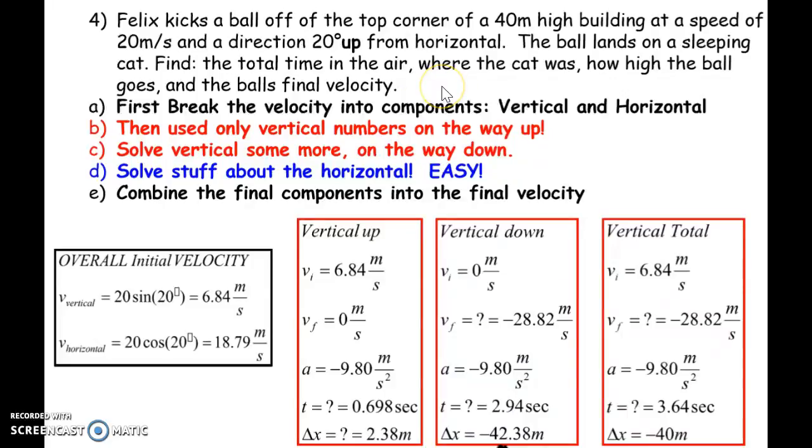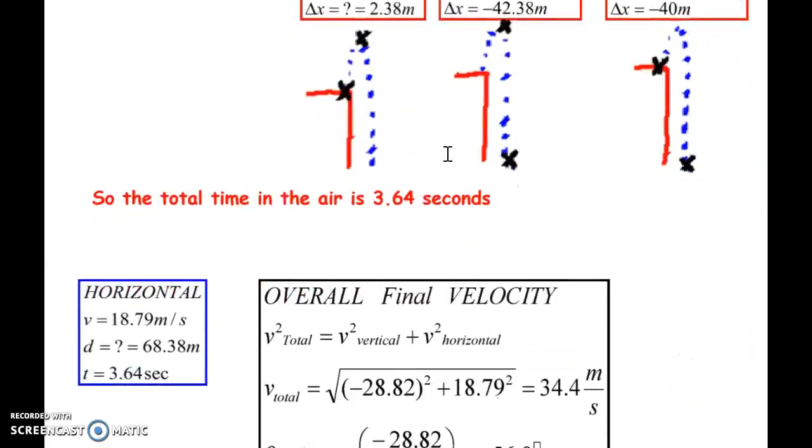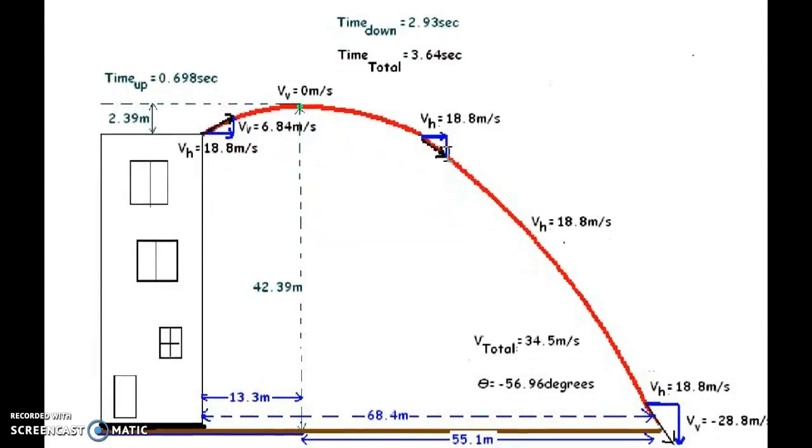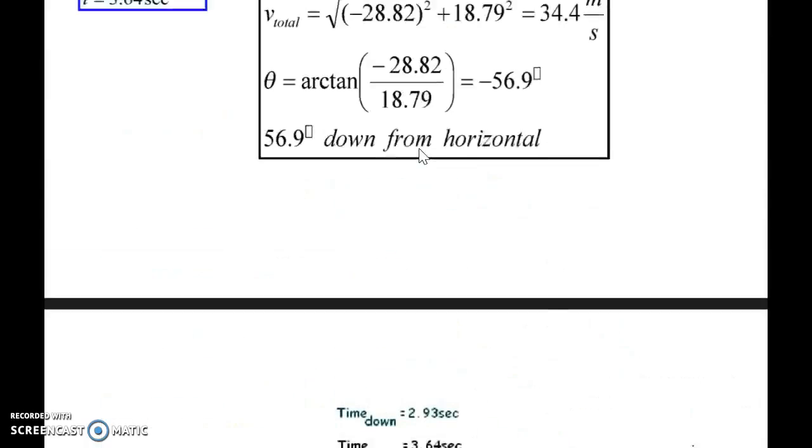We want to know the total time in the air, where the cat was, how high the ball went, and the final velocity of the ball right before it softly hits the cat. So we get a sense of what's happening here, that this ball is going to leave the edge of the building, it's going to have a parabolic shape, and then it's eventually going to come down and land on the cat. And what we're after is, how do we solve all this information? How do we get all of this data?